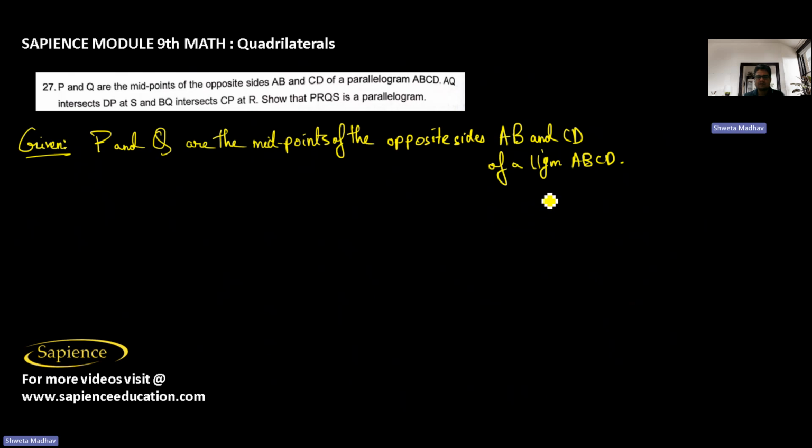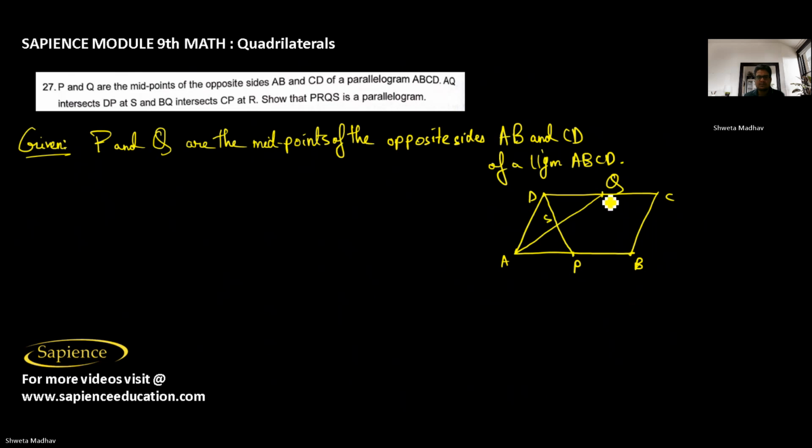So here we can draw a parallelogram ABCD. P and Q are the midpoints of AB and CD. AQ intersects DP at S, and BQ intersects CP at R. These two are equal, these two are equal.